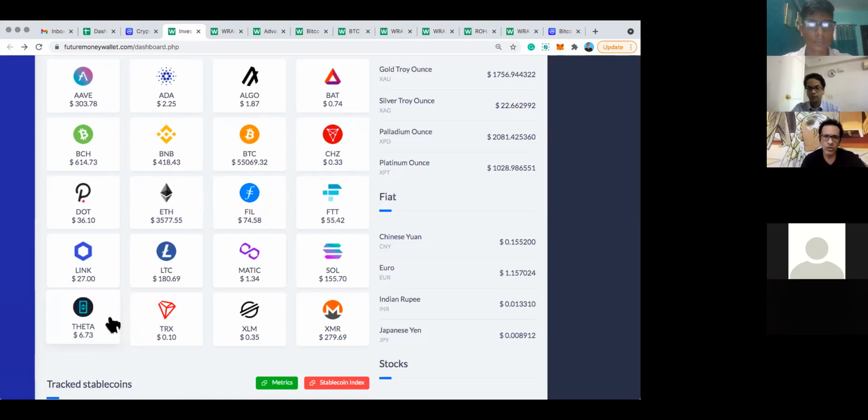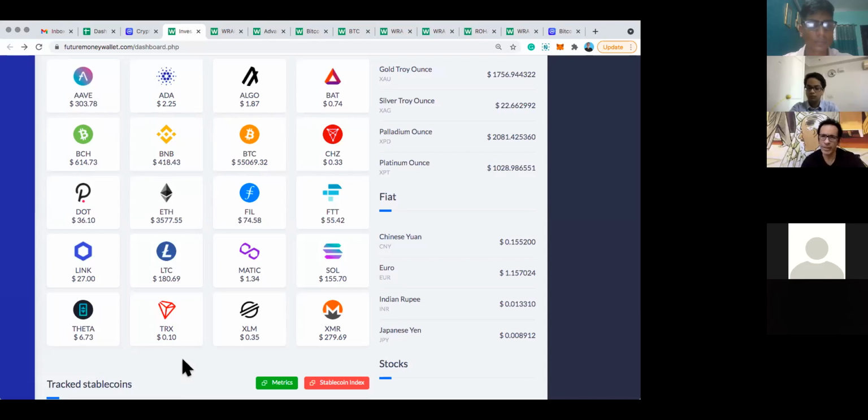Okay. So Theta is a video streaming platform, kind of like what Filecoin is trying to do to data storage. Theta is trying to do to video streaming. Quite an interesting project. They have two cryptos, one called Theta and one called T-Fuel. So some projects do have multiple cryptos also. Then we have Tron, which is again a public blockchain, quite good, fast, very cheap.